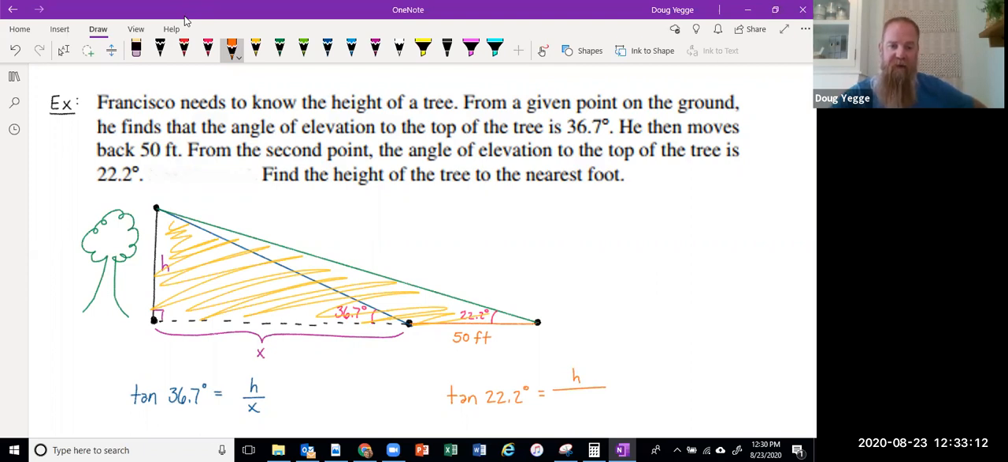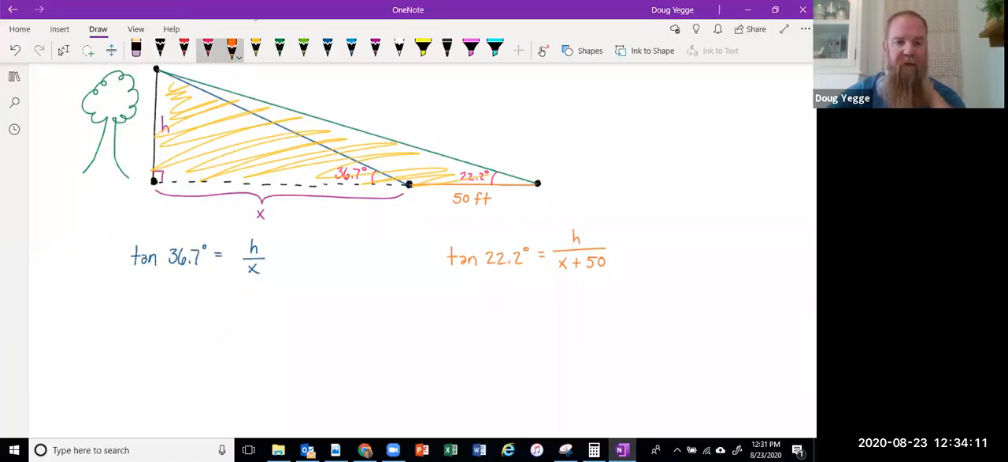The adjacent side is this whole side. So this is where we have to use a little logic to realize that if this piece alone is 50 feet, and I don't know this side, then I know that together it's going to be x plus 50. And now you should notice that we have a system of equations. This system of equations is two equations with two variables. So we just need to do whatever we can in order to solve for h. This is where our algebra skills should come into play.